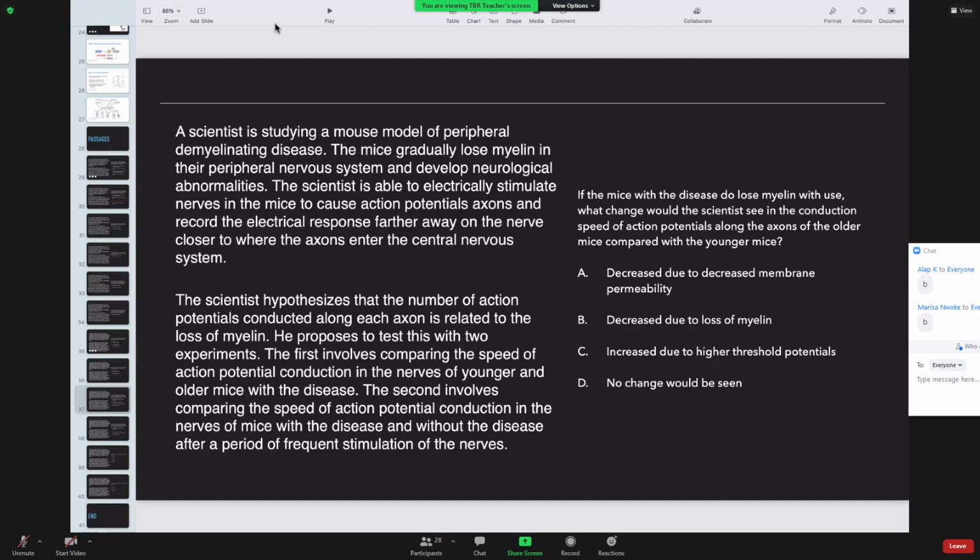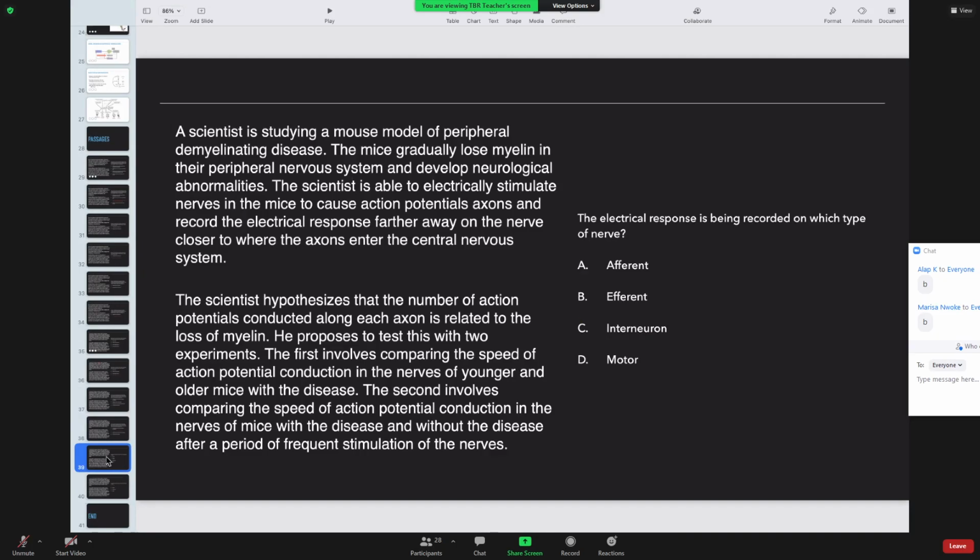So what difference do we see in the speed of action potentials with mice with less myelin compared to more myelin? Myelin is that insulator, it speeds up the action potentials. So if we have less myelin, we'll have a decrease in the action potential speed because these older ones used it more. So very well done.